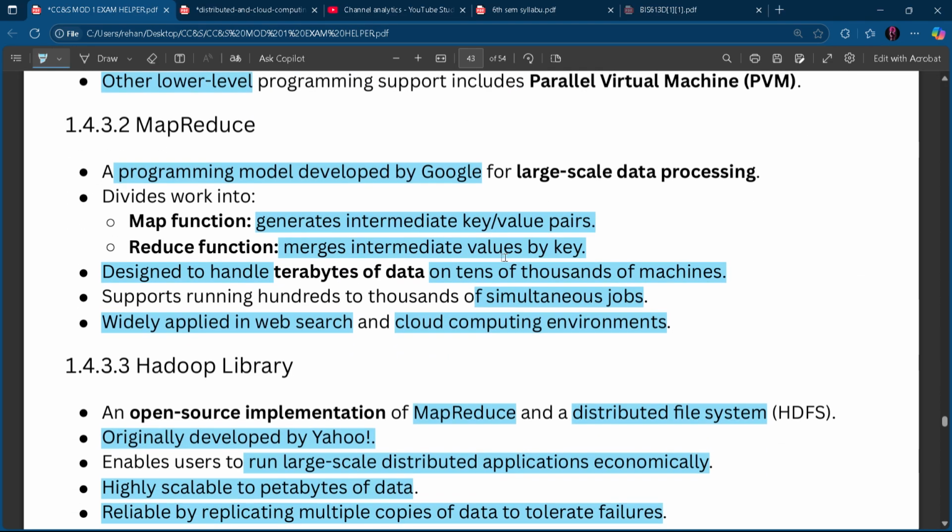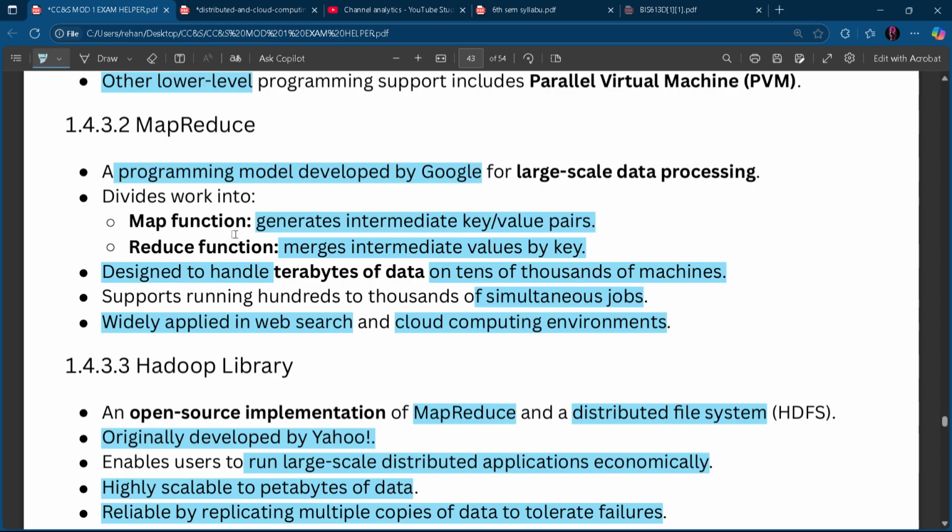MapReduce, a programming model developed by Google for large-scale data processing. It divides the work into two things: map function and reduce function. What is the map function? It generates a key-value pair. Then the reduce function merges the intermediate values by key. Whatever intermediate values share a key are reduced, so they are merged.